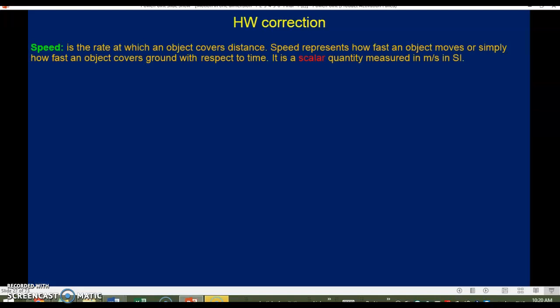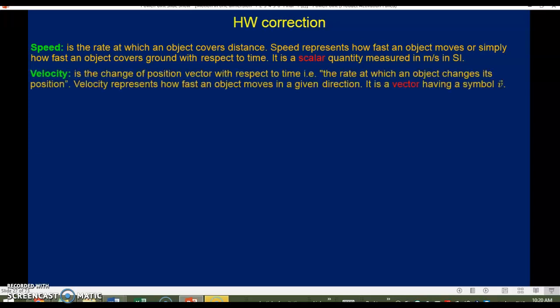So the speed as a definition is the rate at which an object covers distance. Speed represents how fast an object moves or simply how fast an object covers the ground with respect to time. It is a scalar quantity that is measured in meters per second in the SI. However, velocity is the change of position vector with respect to time. It is the rate at which an object changes its position, and velocity here represents how fast an object moves in a given direction. So the difference is that for the velocity we have to define the direction of motion. It is a vector quantity, not a scalar quantity, and has a symbol of v vector.